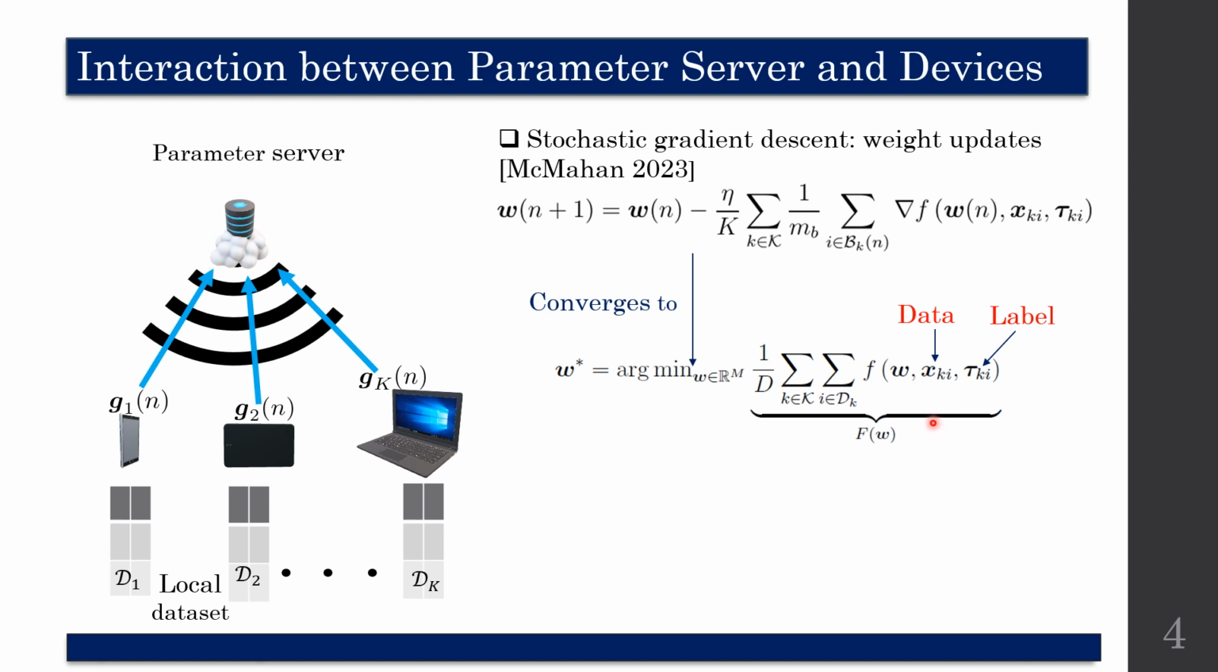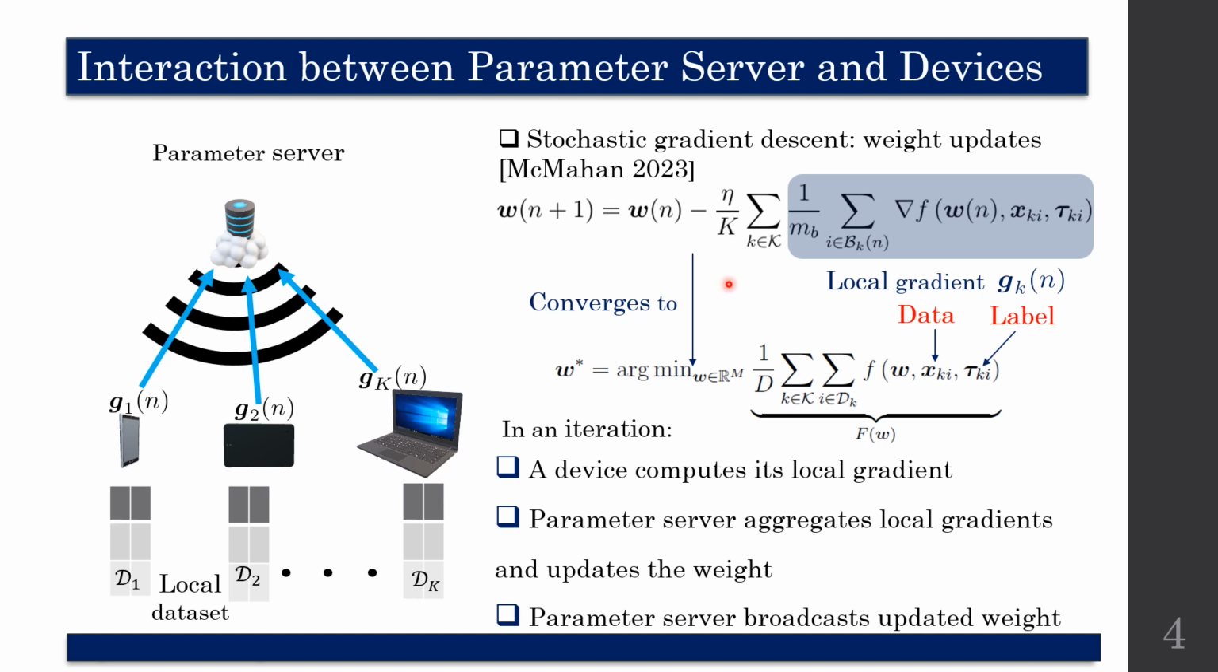Under some technical conditions, an algorithm called stochastic gradient descent converges to this optimal weight, which can be performed as follows. A device selects a mini batch of dataset uniformly at random from its local dataset and computes this term, which we call the local gradient. Then the devices send their local gradient to the parameter server, using which the parameter server updates the weight, and then it broadcasts the weight back to all the devices. And this algorithm goes on until convergence.